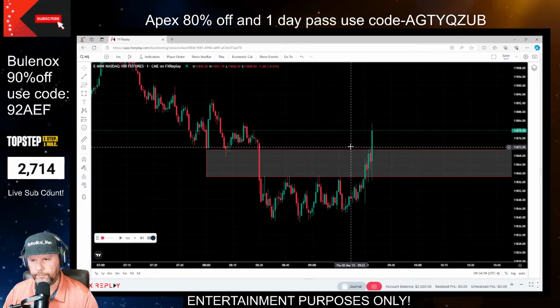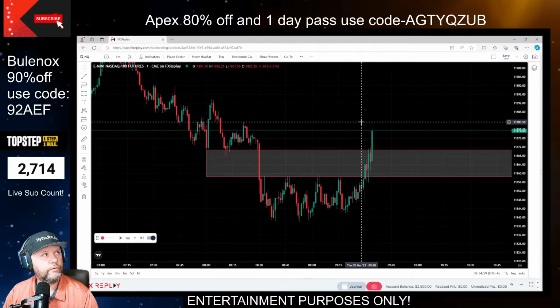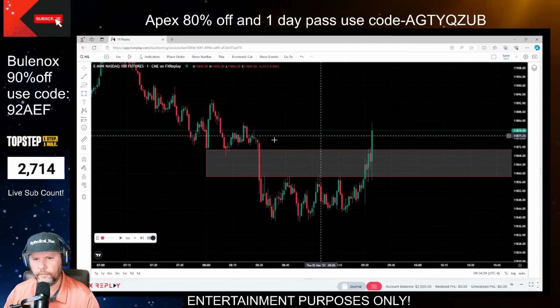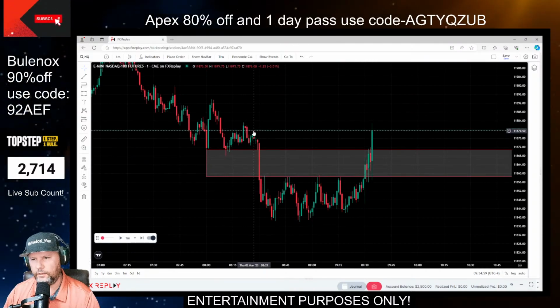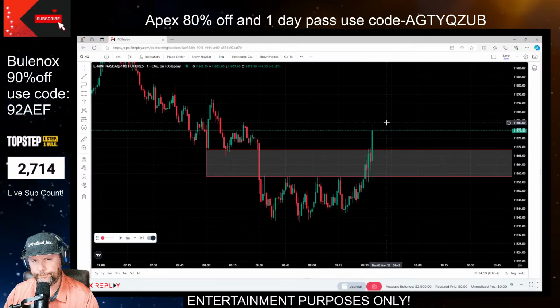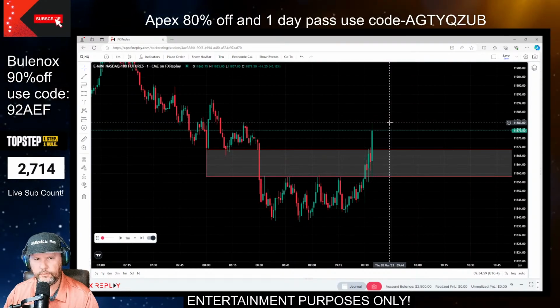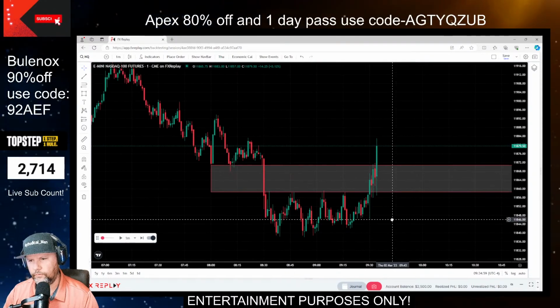All right, so we closed above. The problem is we kind of hit the internal liquidity there already, which would have been that wick there. So this would be a higher risk trade if we took it. Looks like we did kind of create equal highs. So I do think this works.